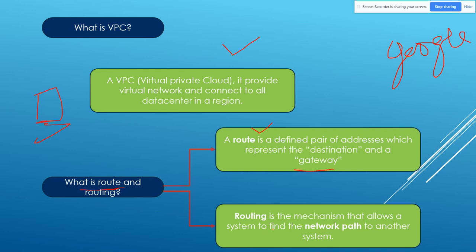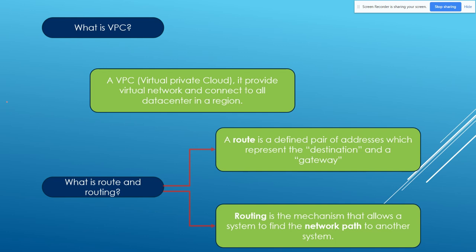And then routing. Routing is the mechanism that allows a system to find the network path to another system. It means this is one of your systems residing inside your on premises, it has a different subnet, and this is Google. You want to reach Google, so you have to follow these two mechanisms, the route and routing. It is a very important part of designing a network, so you have to learn this properly.